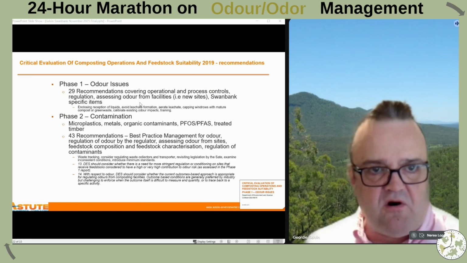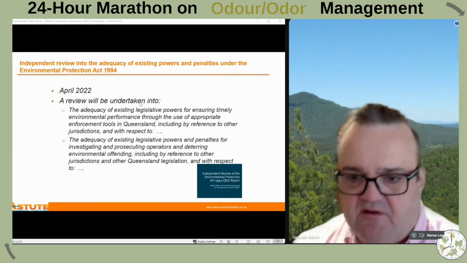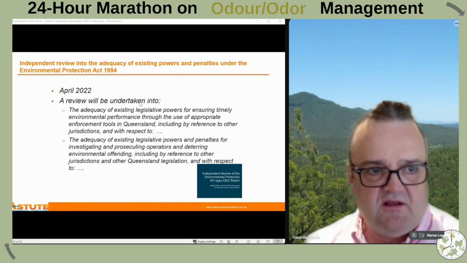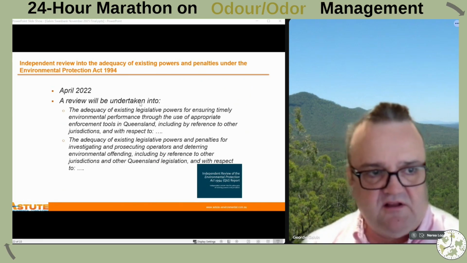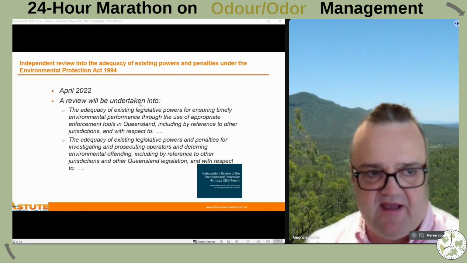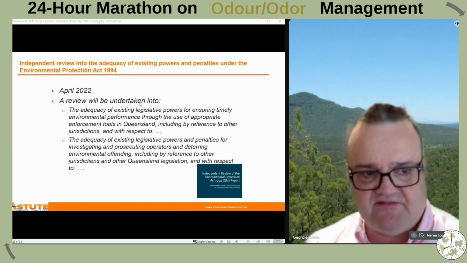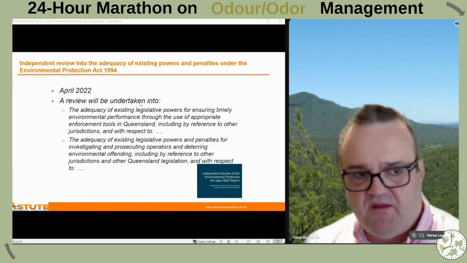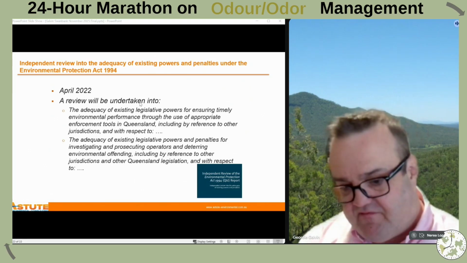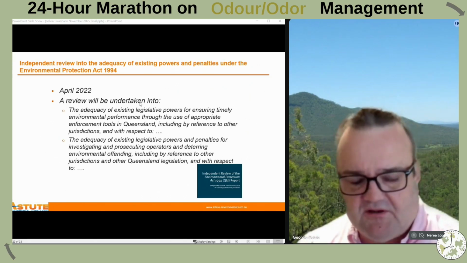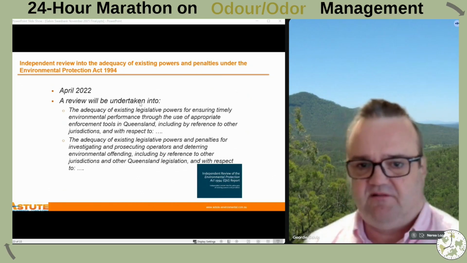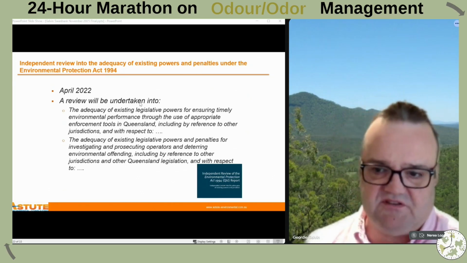So with that in mind, in 2022, there was an independent review performed by Judge Jones and Susan Head, who's a prominent barrister here. And the scope of the review was to look at the adequacy of existing legislative powers for timely environmental performance and the adequacy of existing legislative powers and penalties for investigating and prosecuting operators. And considering the phase 1 and phase 2 reports before this, as well as the scope for the review, as we shall call it, it would appear there was an assumption that the tools and legislative powers were not sufficient.